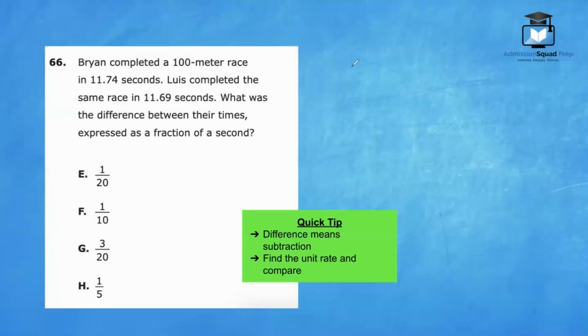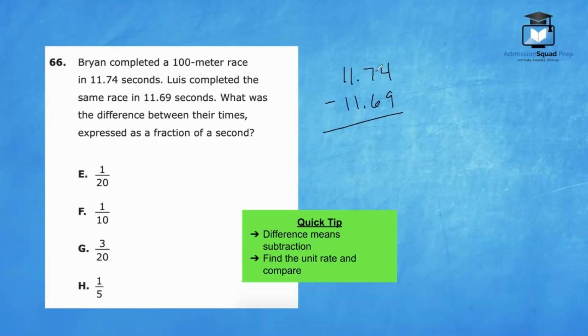Number 66, Brian completed a 100-meter race in 11.74 seconds. Lewis completed the same race in 11.69 seconds. What was the difference between their times expressed as a fraction of a second? We can subtract the 2 times. 11.74 seconds minus 11.69 seconds is going to be our subtraction problem.